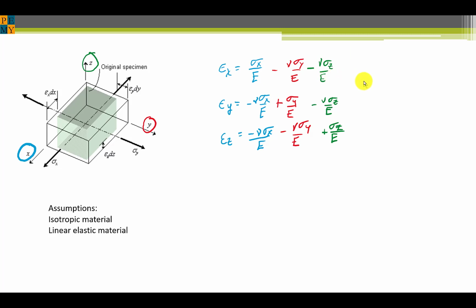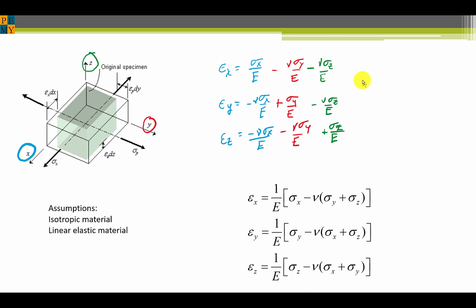These formulas can be cleaned up and more easily recognized and used if you pull out 1 over E and take it times the quantity sigma x, y, or z, whichever dimension you're first considering, and subtract off nu times the axial stresses in the other two dimensions. Typically, the uniaxial stress version, or 1D Hooke's law, can be used, but when you have a biaxial or a triaxial stress state, you really should use generalized Hooke's law.